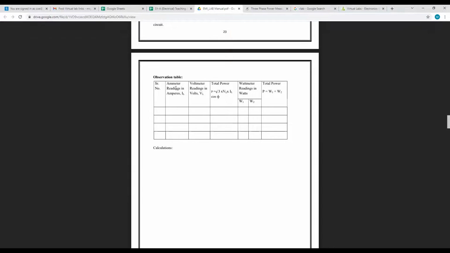Serial number, ammeter reading in amperes, IL value we will take. Voltmeter readings in volts, VL reading we will take. Total power is square root of 3 VL IL cos phi. Cos phi equal to 1 only we will use. In the connection, VL is already there, we are making the voltmeter connection. Yes or no?